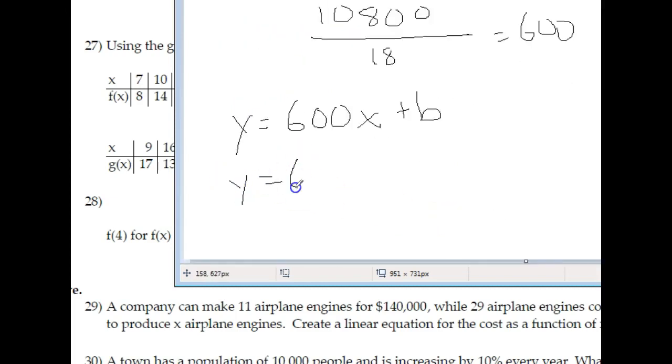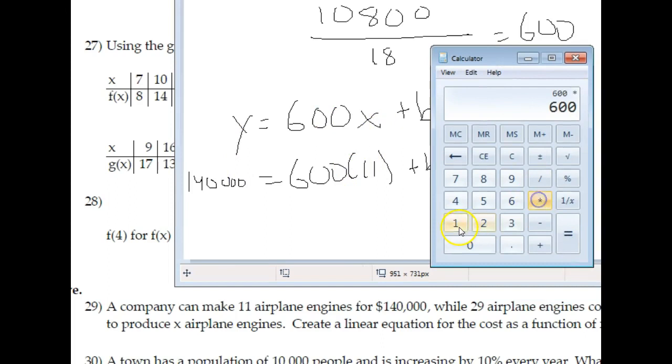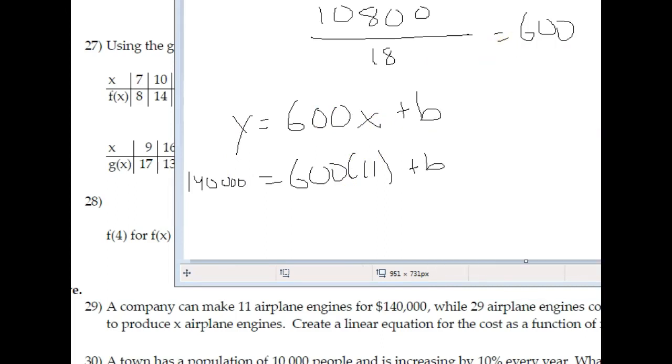So y equals 600 times 11 plus b. I shouldn't have entered y. When x is 11, what does y equal? It equals 140,000. So you just plug in one of the points, the y value for y, the x value for x, and you solve this here. 600 times 11 equals 6,600.